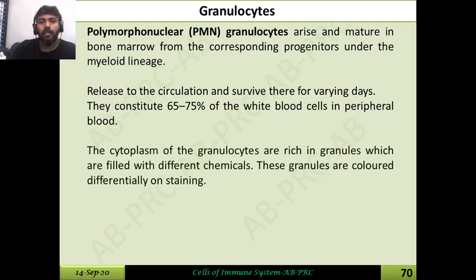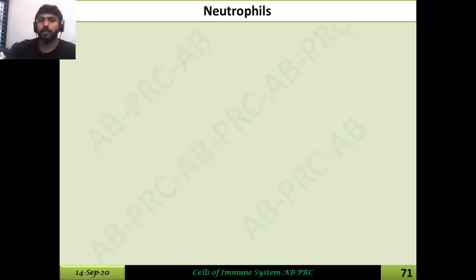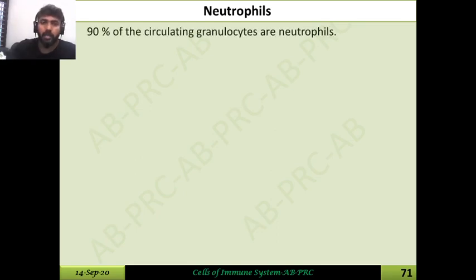Right. And as already stated, their cytoplasm is rich with granules, and these granules are filled with chemicals, and these chemicals are responsible for their corresponding activity. Not only the functional activity, they also help in identification as they are colored differentially on staining. And we have three major categories: neutrophils, eosinophils and basophils, based on their morphological features and cytoplasmic staining characteristics in addition to their functional differences. Now we will discuss neutrophils first.